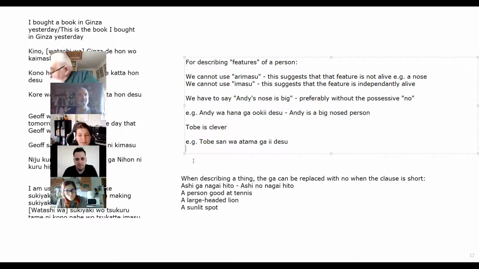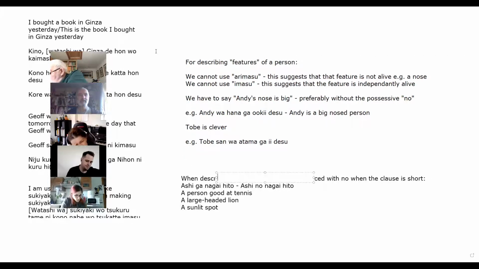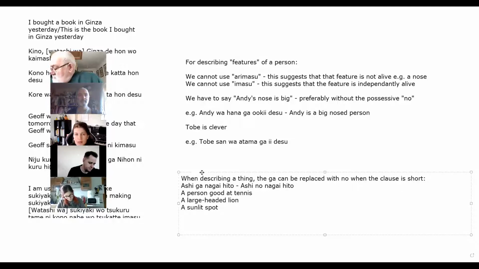Is that okay, guys? Okay. Now, moving on to this bit here then. Do you need any time to make some notes? All good? Okay. Yeah.